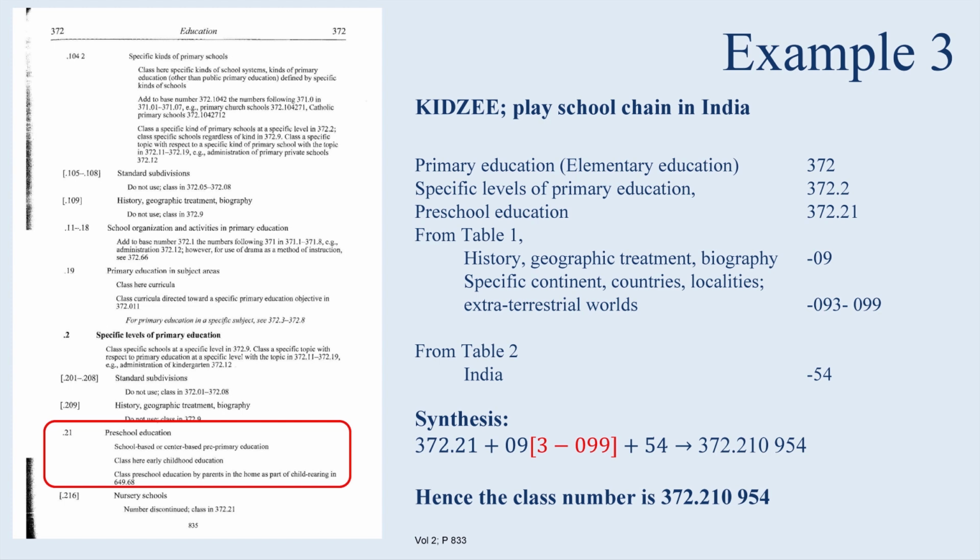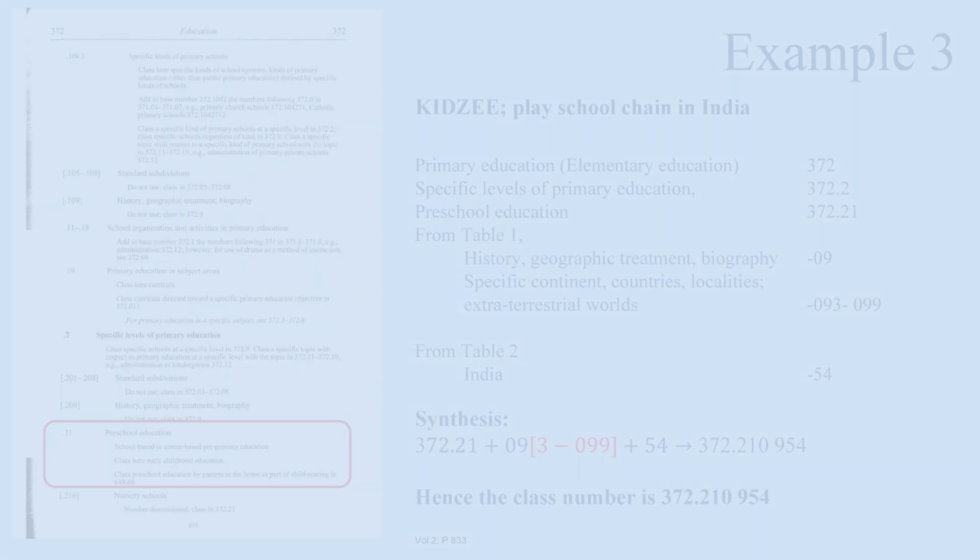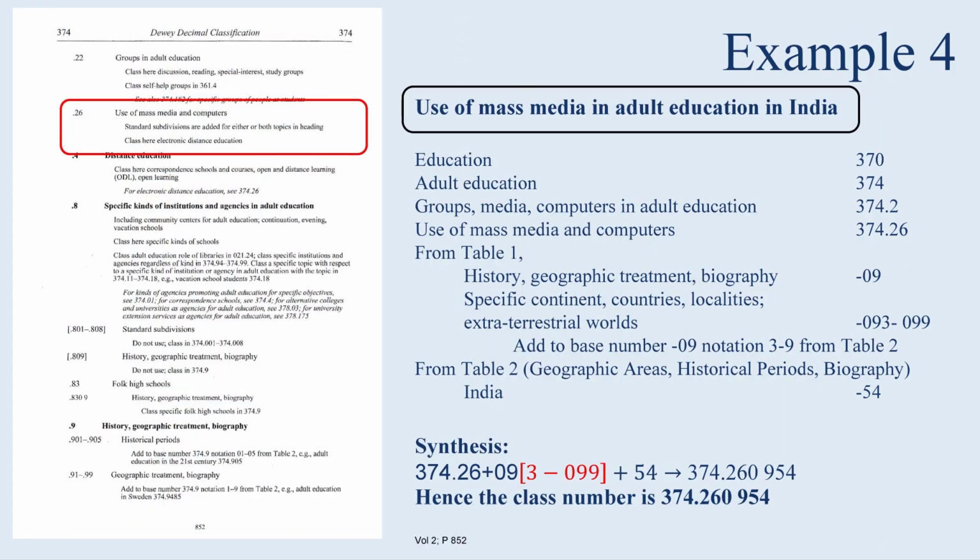Let's time to synthesize. The number for preschool is 372.21. Then accordingly we have to add 09. Then finally the area's notation for India, that is 5. Therefore the number will be 372.21095.